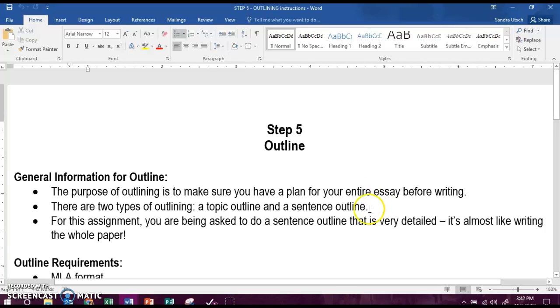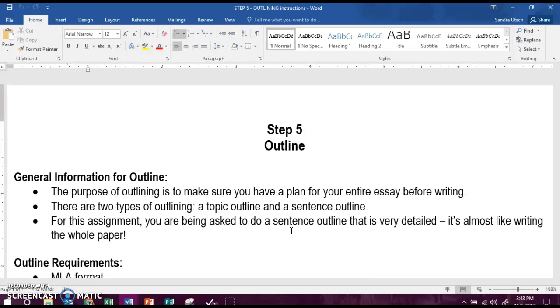There's two types of outlines: a topic outline, which is one you're probably familiar with. It's just a couple of words in each line of the outline. And then there's a sentence outline. That's what we're doing in this assignment. Sentence outlines are really detailed. It's almost like writing your whole paper.